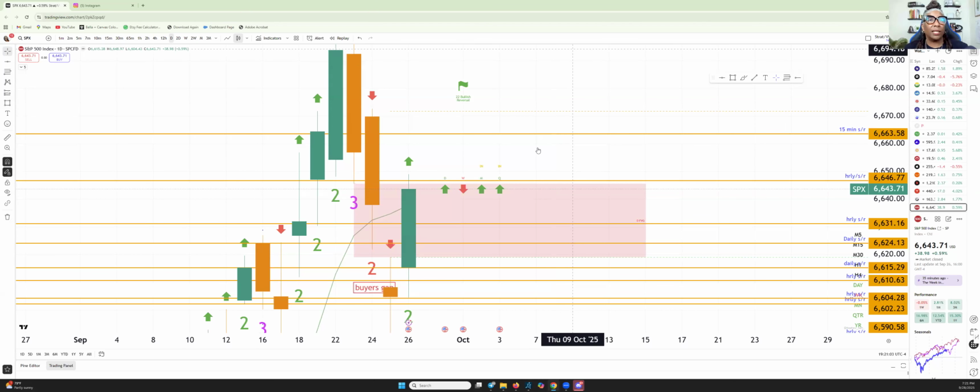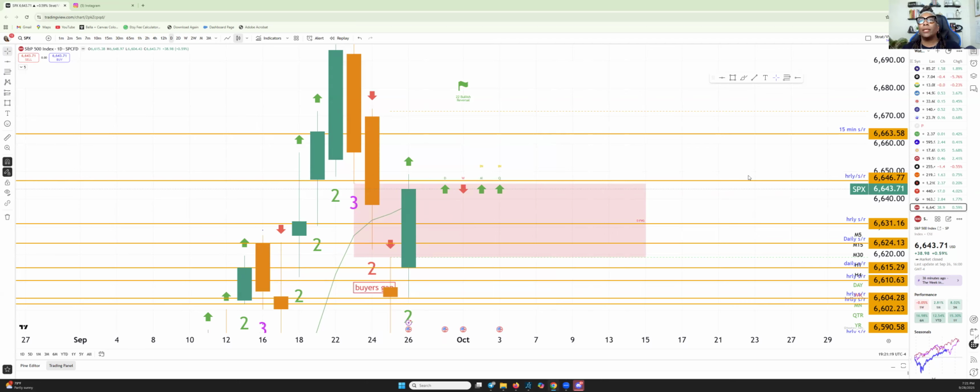That would say, okay, we got a daily fair value gap here. Price went out of it, but it didn't close beyond it, which the outer bounds of these gaps, once they're filled, will generally provide support or resistance.